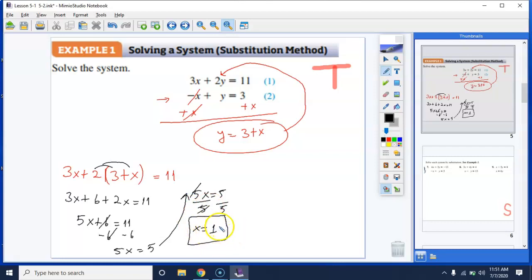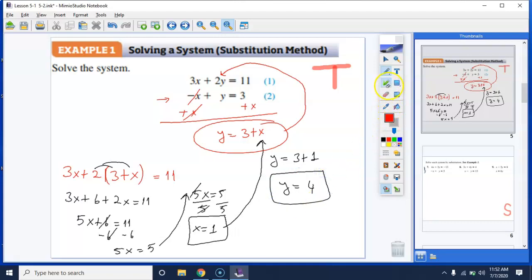So I'm almost done with solving this system, but I'm missing y. To solve for y, I can go to either equation, but this equation seems the easiest one to work with. I'm gonna take x and plug it in here, and we can see y clearly. y equals 3 plus 1, so y equals 4. As you've seen, the solution of this system is x equals 1 and y equals 4. That's my answer. That's my solution.